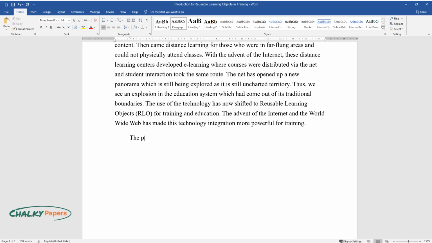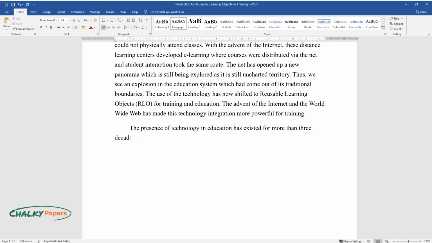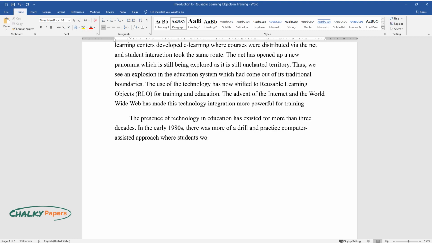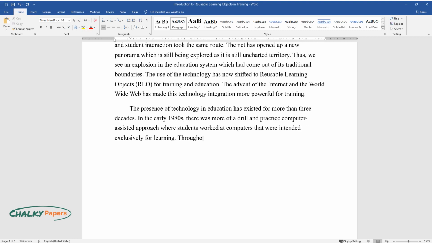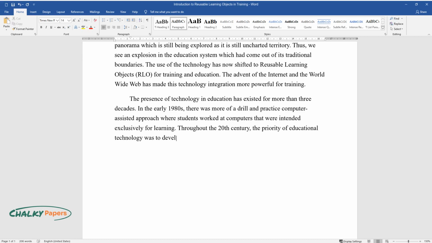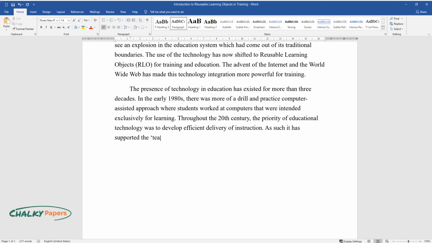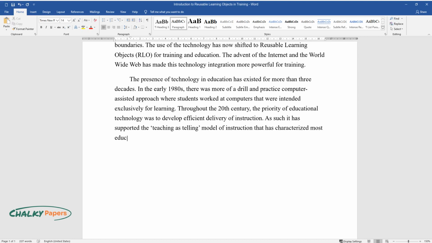The presence of technology in education has existed for more than three decades. In the early 1980s, there was more of a drill and practice computer-assisted approach, where students worked at computers that were intended exclusively for learning. Throughout the 20th century, the priority of educational technology was to develop efficient delivery of instruction. As such, it has supported the teaching-as-telling model of instruction that has characterized most educational institutions.